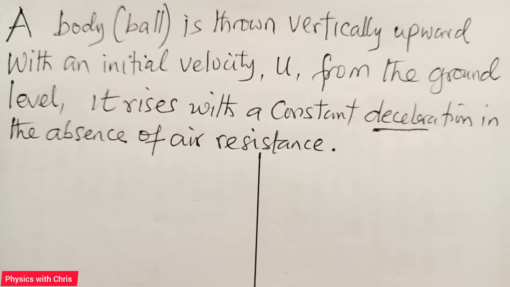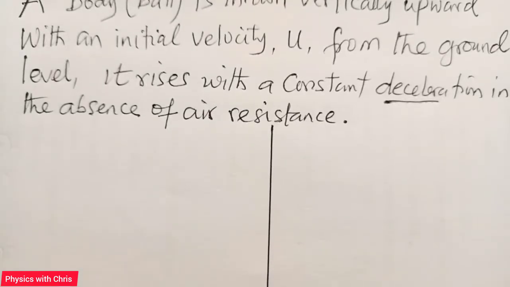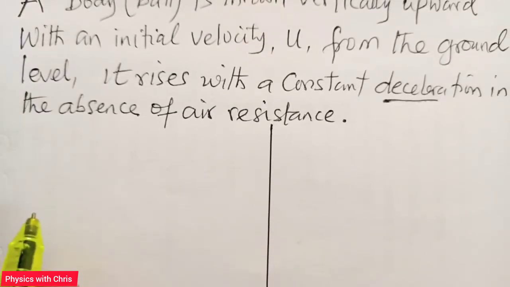That means that the velocity of this body, the moment it is shot upwards, begins to reduce. The velocity reduces at a constant rate. The constant rate is called the deceleration of the body, provided air resistance is negligible. Now let's illustrate it this way. Suppose you have this body at this point, and this body is shot up.